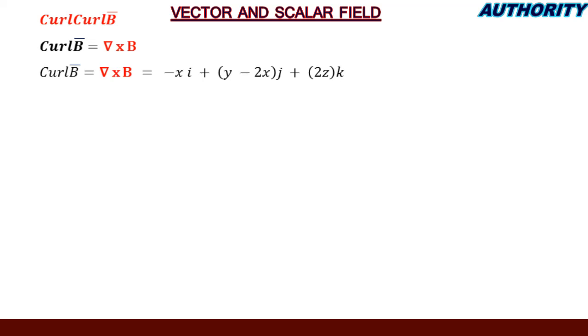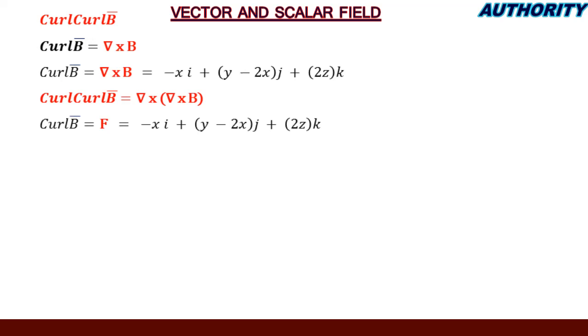Yes. So now we'll see that this curl of curl B is the same thing as saying del cross (del cross B). Is that true? Yes. Now we have seen that this del cross B, we have solved it. Let's give it a name. Let's say it's equal to F. So that means curl B that we have solved in C is F, equal to minus xi plus (y minus 2x)j plus 2zk.